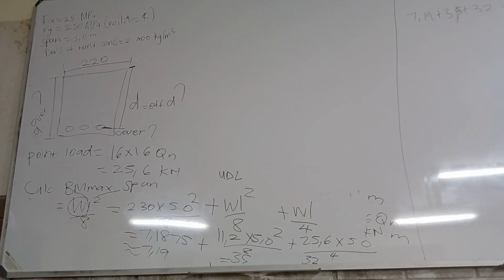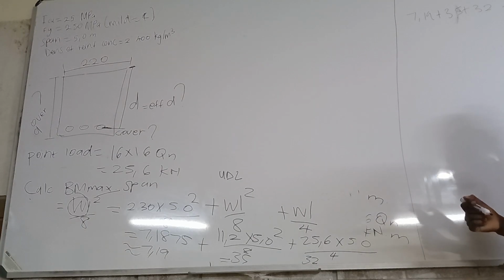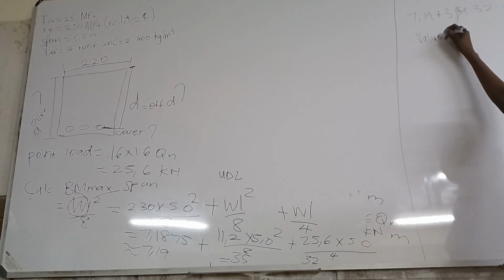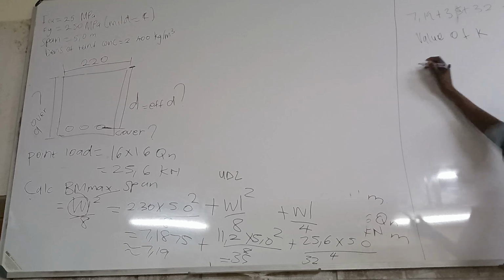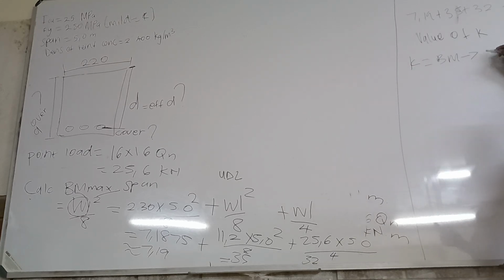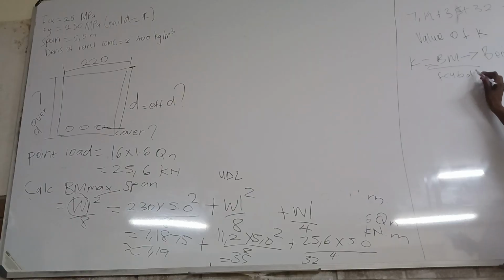Okay, so after the maximum bending moment, calculate the value of K. The formula for the value of K is equal to BM, the bending moment maximum, which is the one we just got, divided by fcu b d squared. So what is our maximum bending moment?